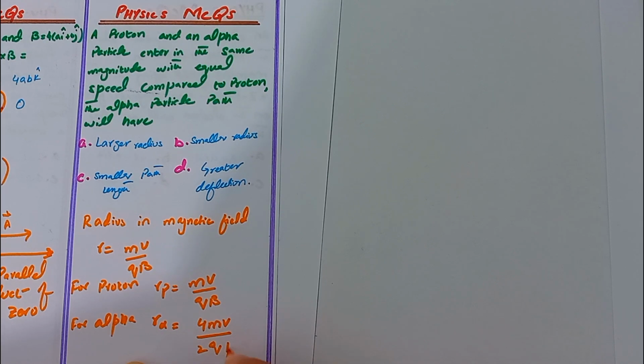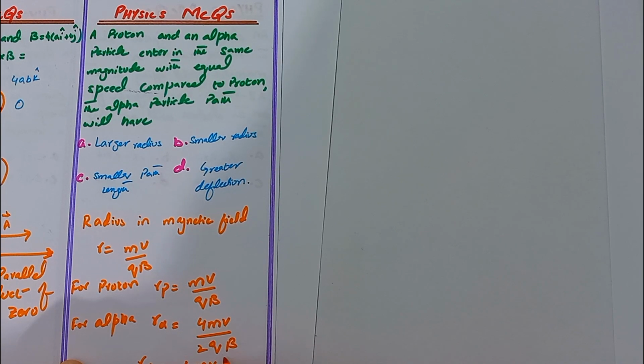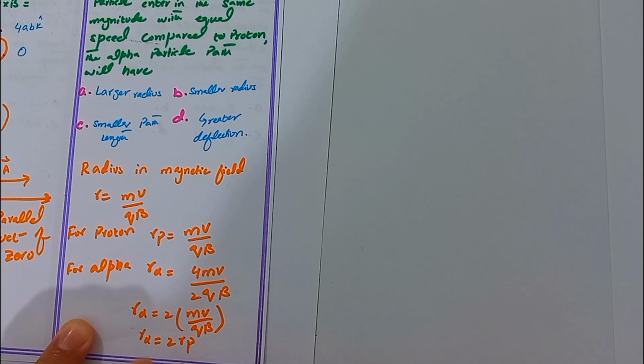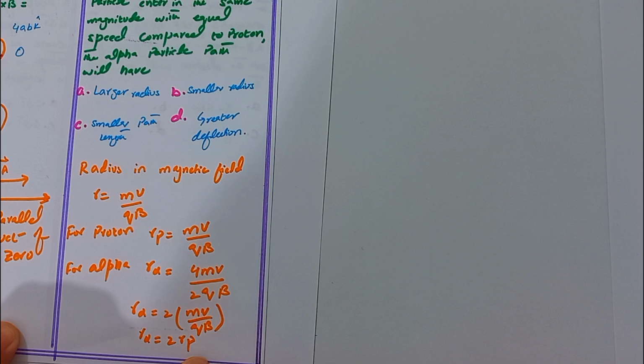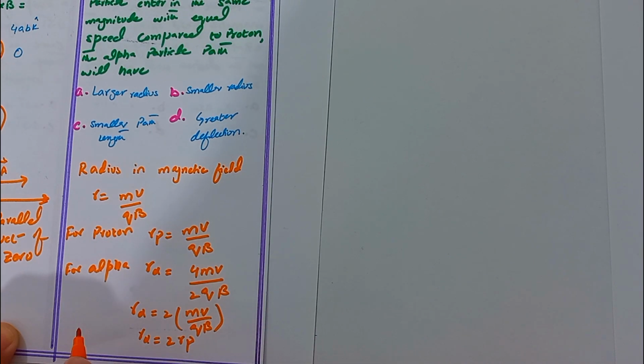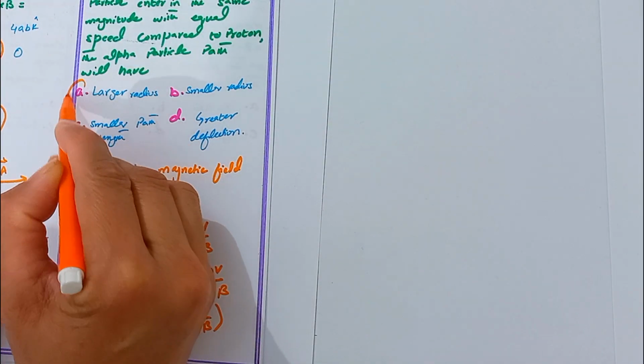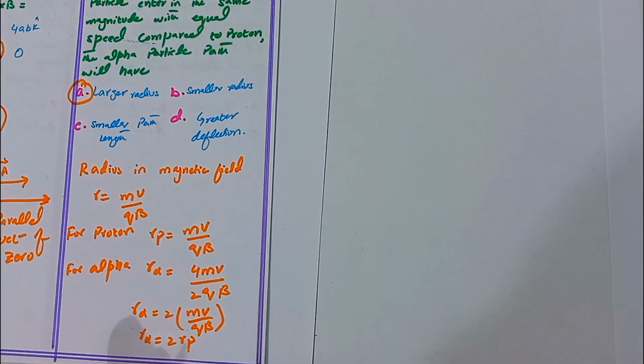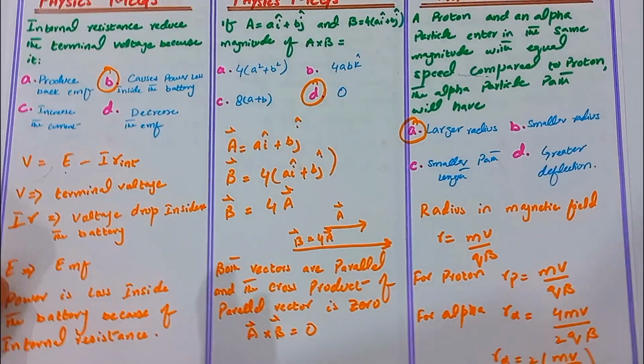So here we write 2qB. The radius of the alpha is equal to 2mv over qB, that is mv over qB, which is equal to r_p. So we can write that r alpha is equal to 2 r_p. This equation shows that the radius of the alpha is greater than the radius of the proton. So the larger radius of the alpha particle is the correct answer. So this is all about the physics numericals we discussed.